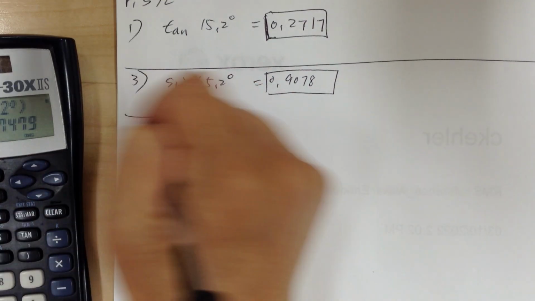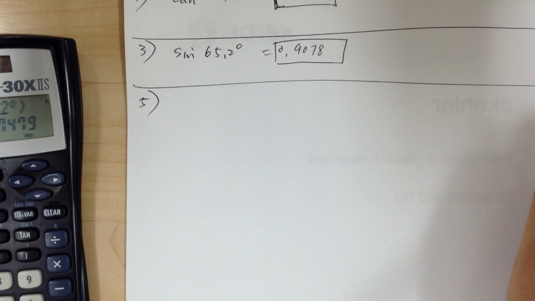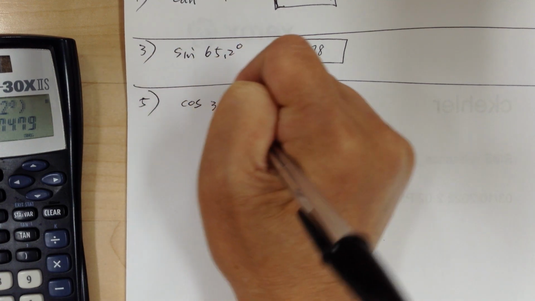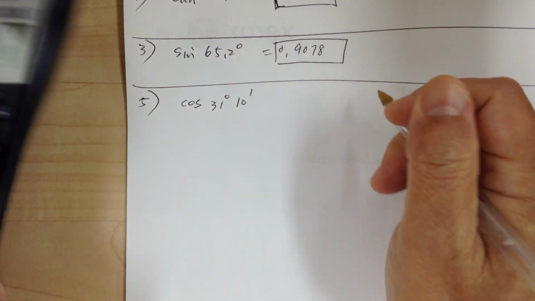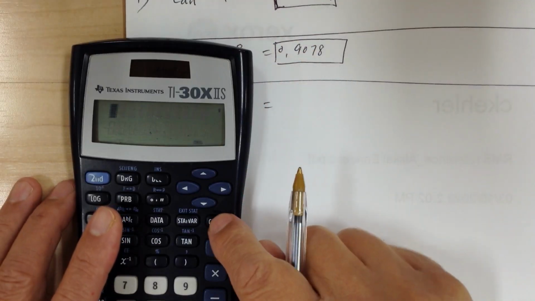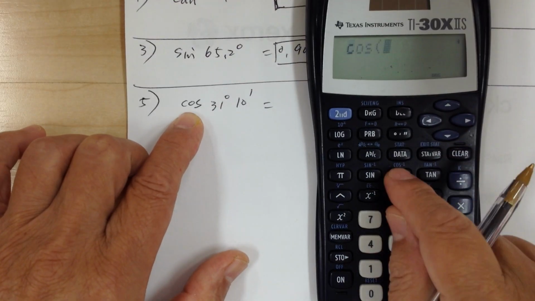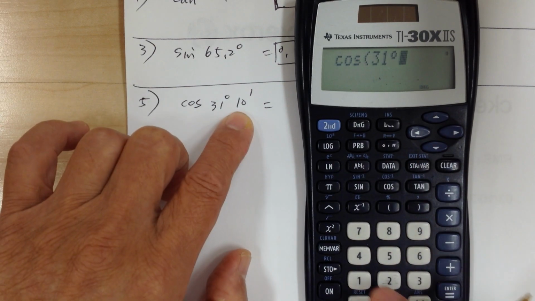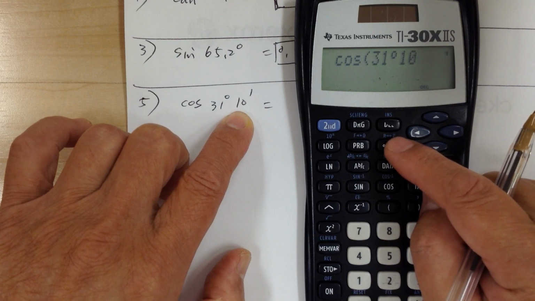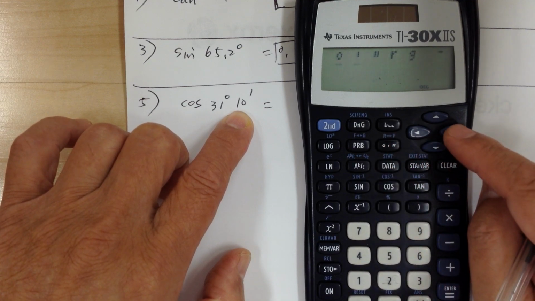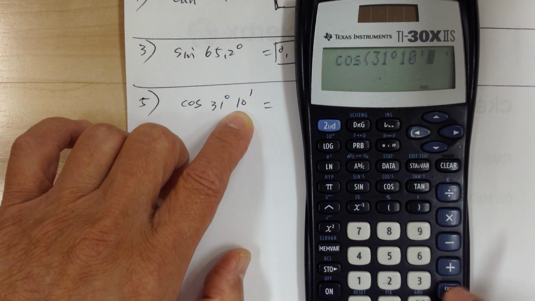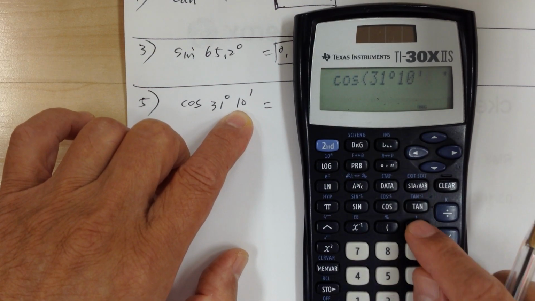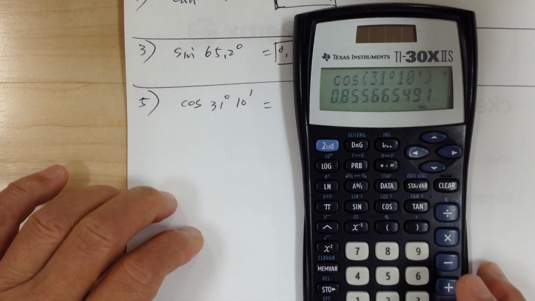Okay, next one. Number 5. You have cosine of 31 degrees and 10 minutes. Get your calculator, so enter cosine 31 degrees, and then you enter 10 minutes. You can use the button right over here; you have to shift over to the minute, enter. Make sure you know how to enter it on the calculator. Close the parentheses, push equal.